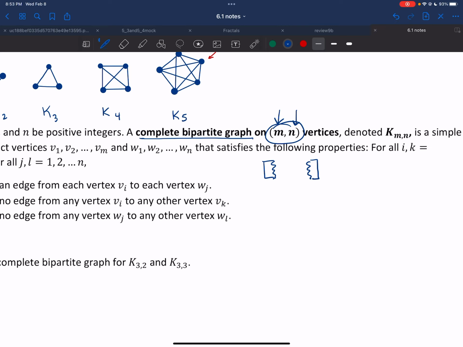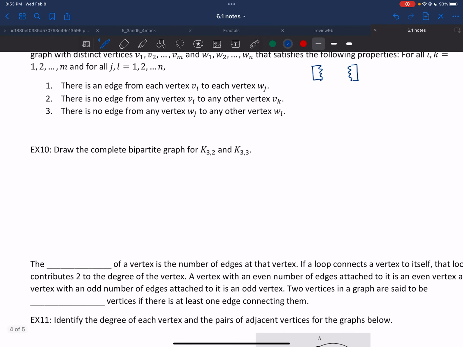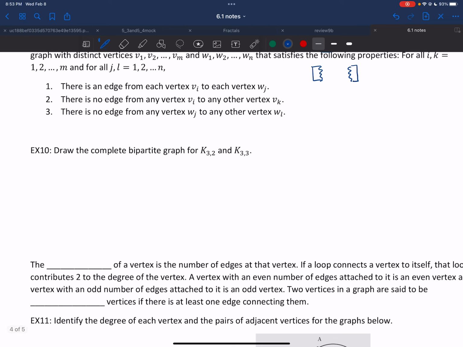Okay, so let's look at what this looks like. There's all kinds of definitions here. Go ahead and read through that. But I think sometimes just getting to it helps. So I'm going to draw those. First, I have K3,2 and K3,3. So K3,2 will be this one, and I'll do K3,3 over here.